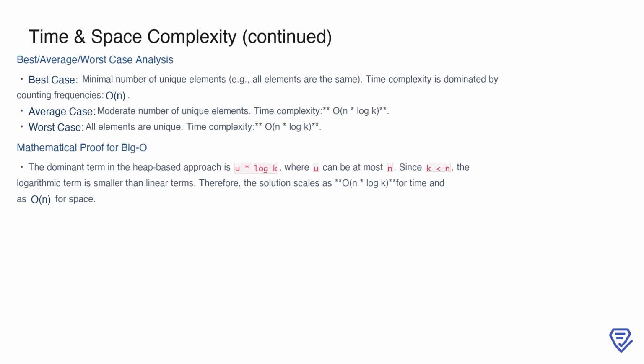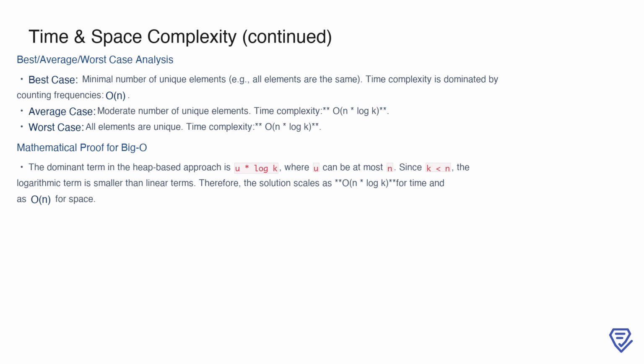For a deeper understanding, we consider the best, average, and worst-case scenarios. In the best case, where all elements in the input are identical, the number of unique elements is minimal. Here, the time complexity is dominated by the counting step, resulting in O(n). For the average case, where the number of unique elements is moderate, the time complexity is O(n * log k). Finally, in the worst case, where all elements are unique, the time complexity remains O(n * log k).